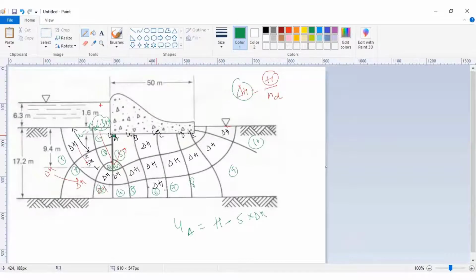If you reach point C after getting 1, 2, 3, 4, 5, and 6 drops, then you will get the value of U at C as H minus 6 into delta H. It's very simple, and once you get all these values, it is easy to actually draw the uplift pressure force like this.